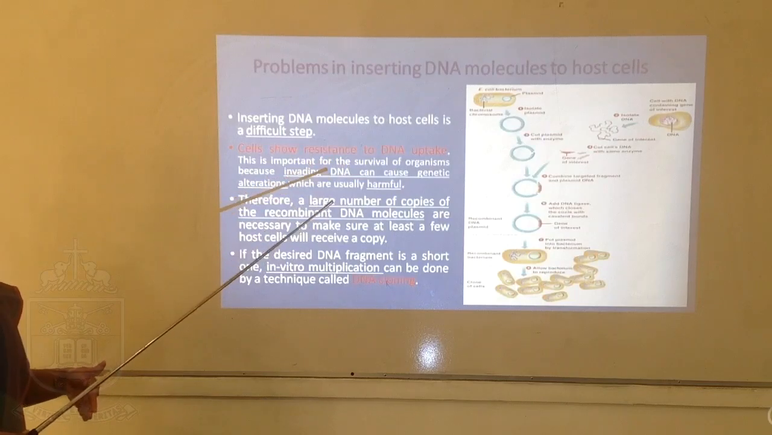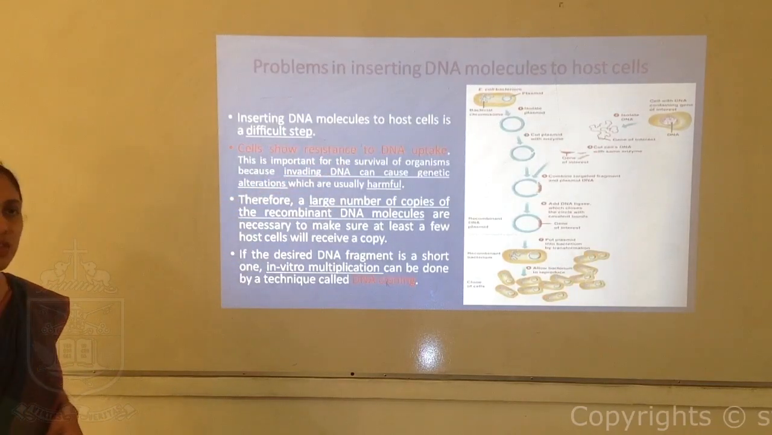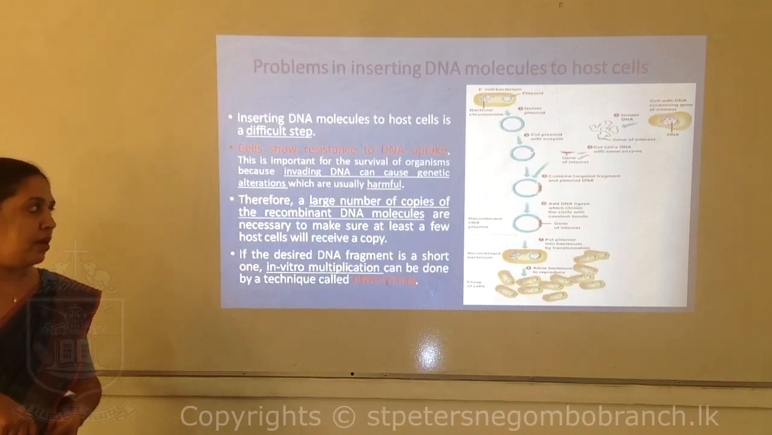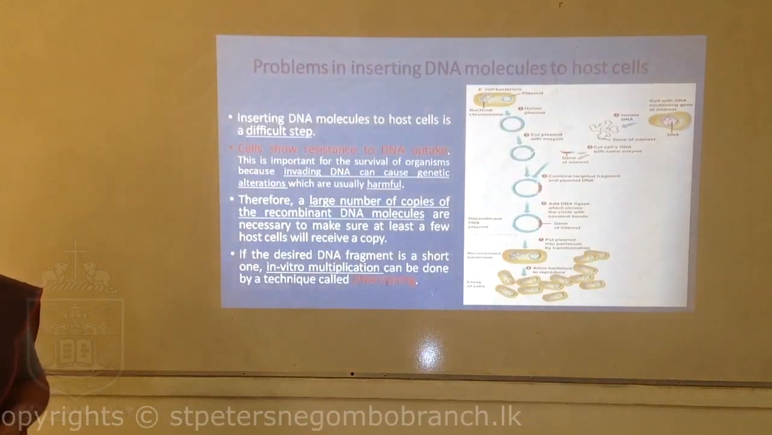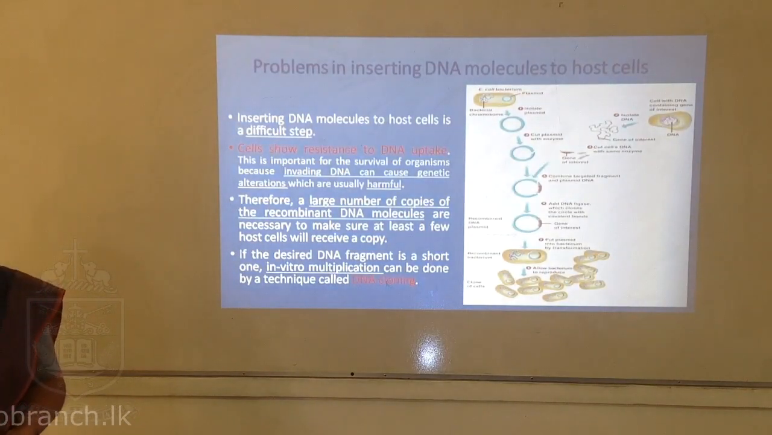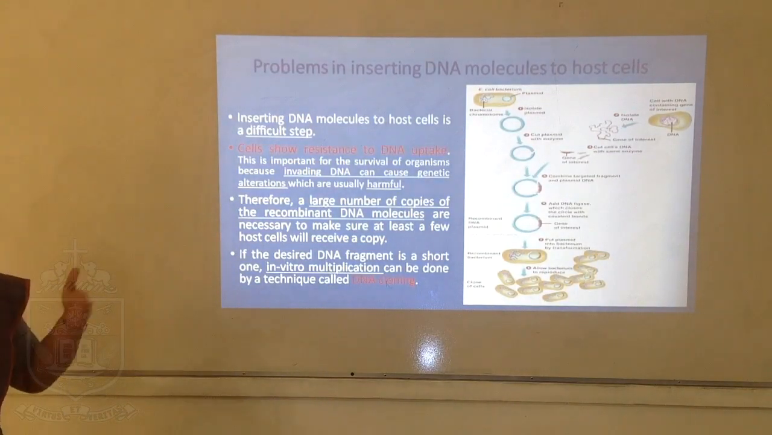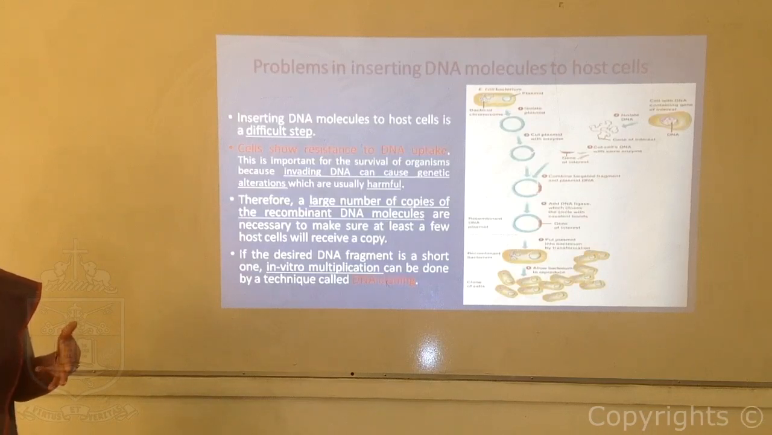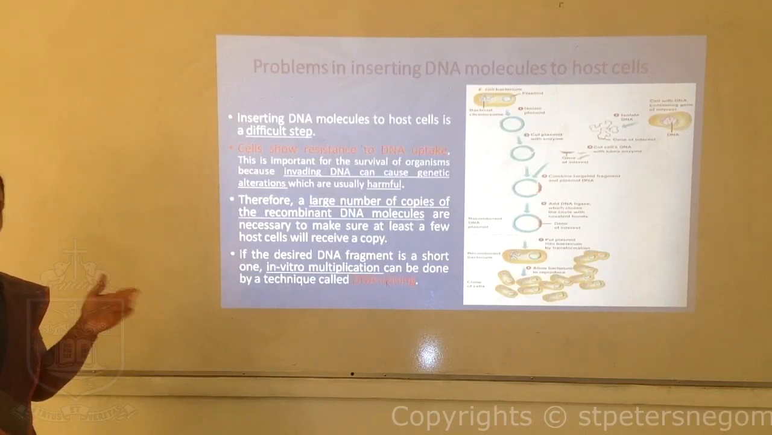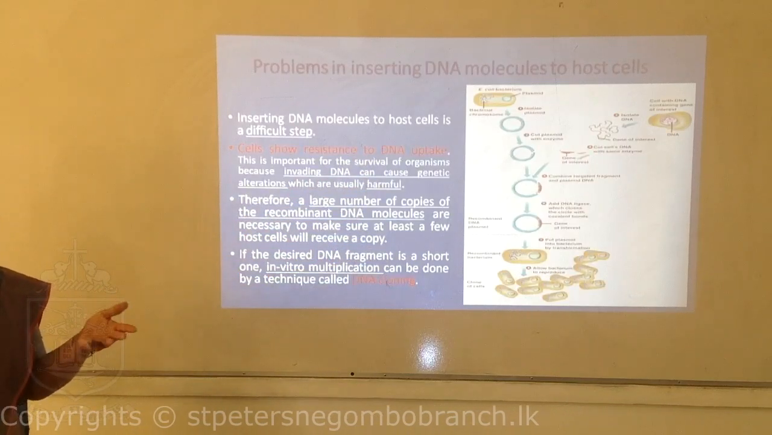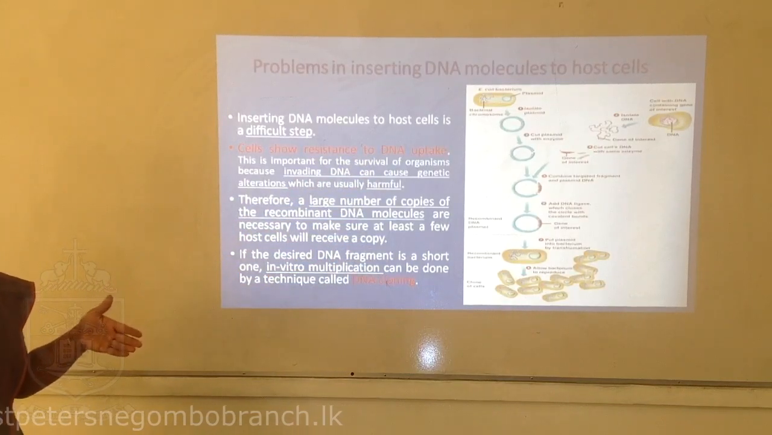It is a difficult step because cells show some resistance to foreign molecules. That is very important for the cells because it can be harmful if it is happening naturally. When it is naturally occurring, invading DNA can come into a particular organism. So in that case, that is an important property. But in the technology when we use it, it is a difficulty for us.